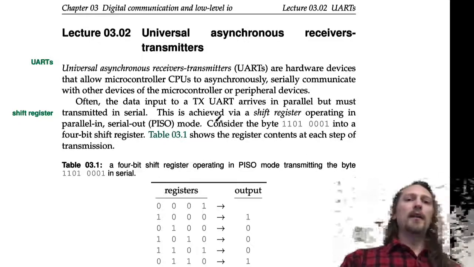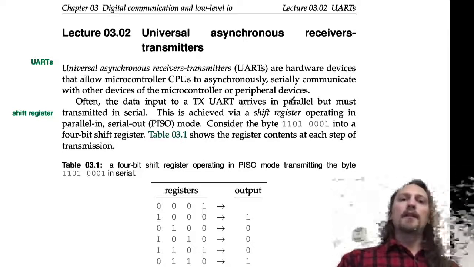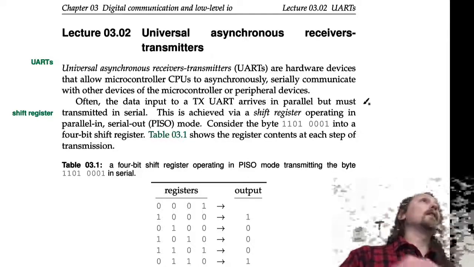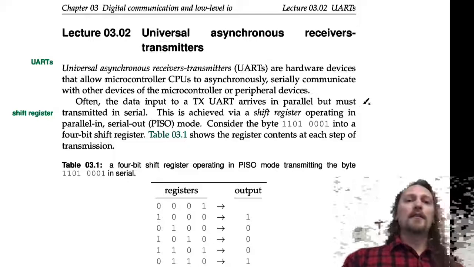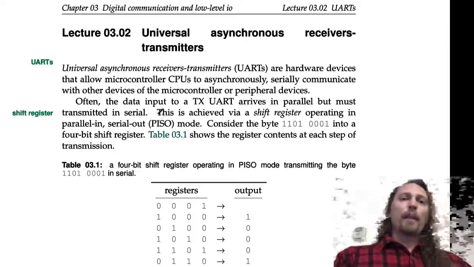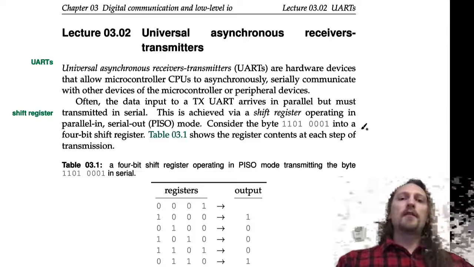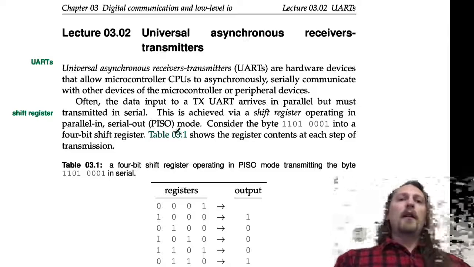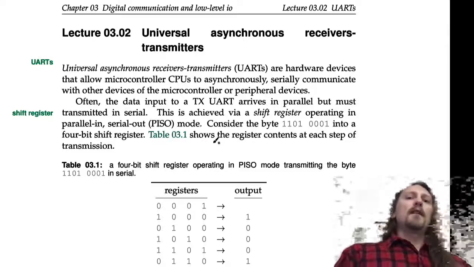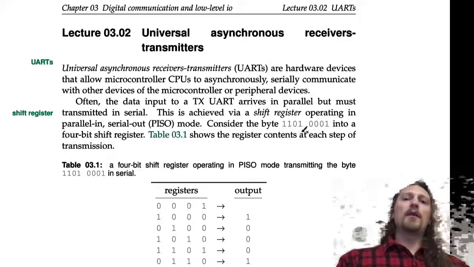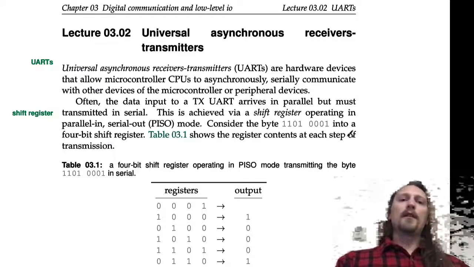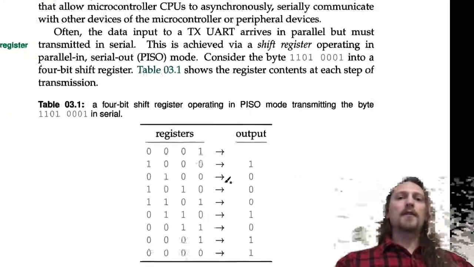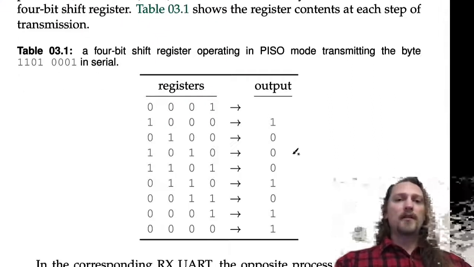Often, the data input to a transmitting UART arrives in parallel, but must be transmitted in serial, right? Because it's a serial communication device. This is achieved via a shift register operating in parallel in, serial out, or PISO mode. Consider the byte 11010001 into a 4-bit shift register. Table 3.1 shows the register contents at each step of transmission.